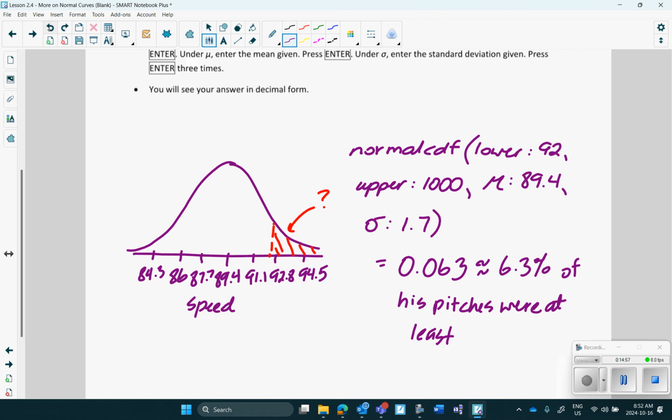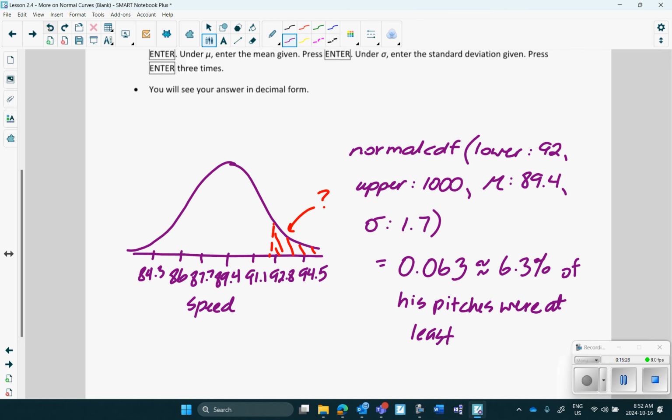So that's how we can use it. Really, we can use a graphing calculator even for the 68, 95, 99.7 questions, if we want. This is one way we can ask. What percent of his pitches were at least 92? What percent of his pitches were between 85 and 92? Then you do lower 85, higher 92, and the same thing here.